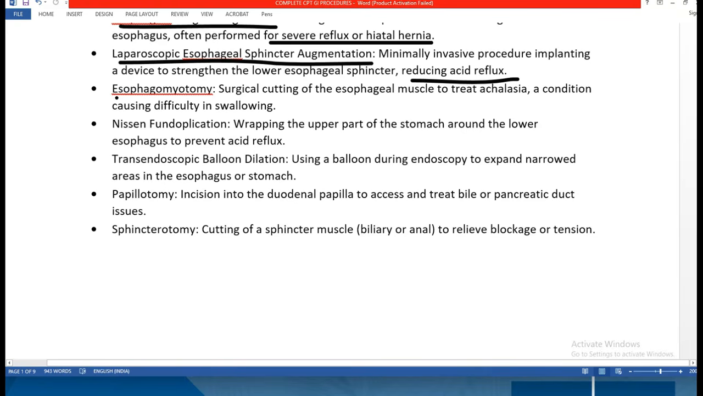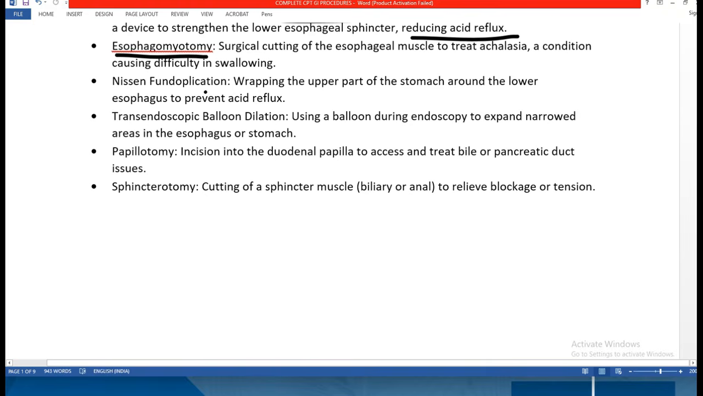Okay. So next one, esophagomyotomy. Surgical cutting of the esophageal muscle to treat achalasia, a condition causing difficulty in swallowing. If the patient is having any type of difficulty in swallowing, esophagomyotomy may be performed. Basically, myotomy means incision on the muscle, and esophago means esophageal muscles, in order to treat achalasia. Okay. Nissen fundoplication, wrapping the upper part of the stomach around the lower esophagus to prevent acid reflux. Again, Nissen fundoplication is an acid reflux procedure.